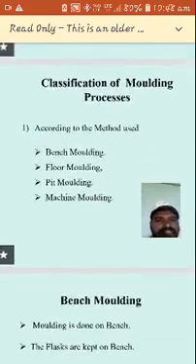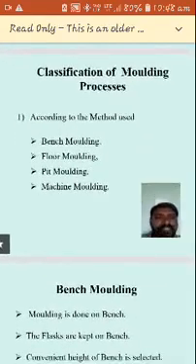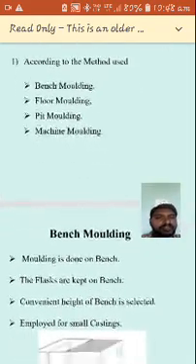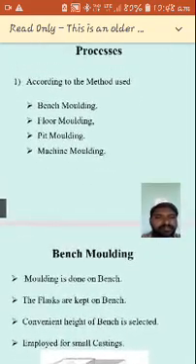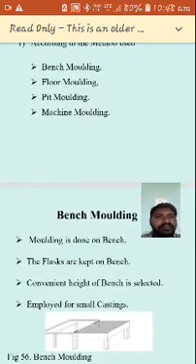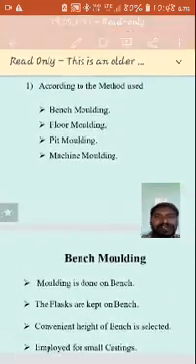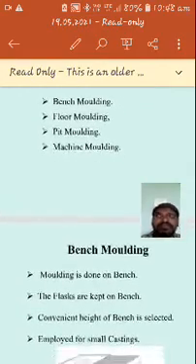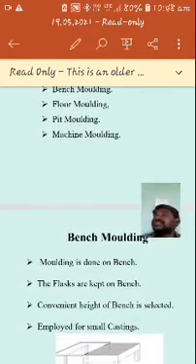Then, classifications of the molding process. Here we have various classifications, according to the method used. The first one is bench molding, the second is floor molding, the third is pit molding, and the fourth is machine molding. So here four molding processes are there: bench molding, floor molding, pit molding, as well as machine molding.